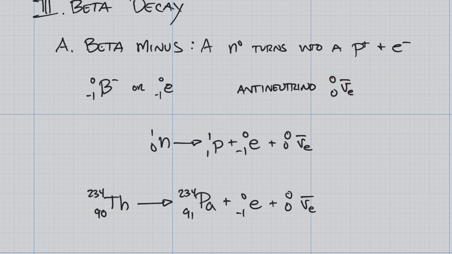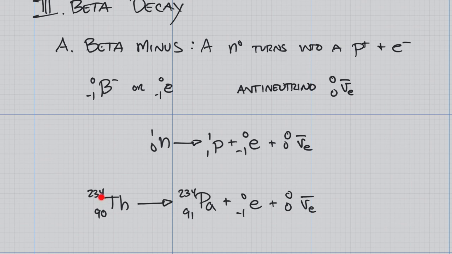Okay, here's what happens. A neutron, which has a charge of 0 and a mass of 1, turns into a proton, which has a mass of 1 and a charge of 1, and an electron, which has a mass of 0 and a charge of -1, yes? And an antineutrino. So does the left still equal the right? Yes. Okay, here's an example of this process happening.